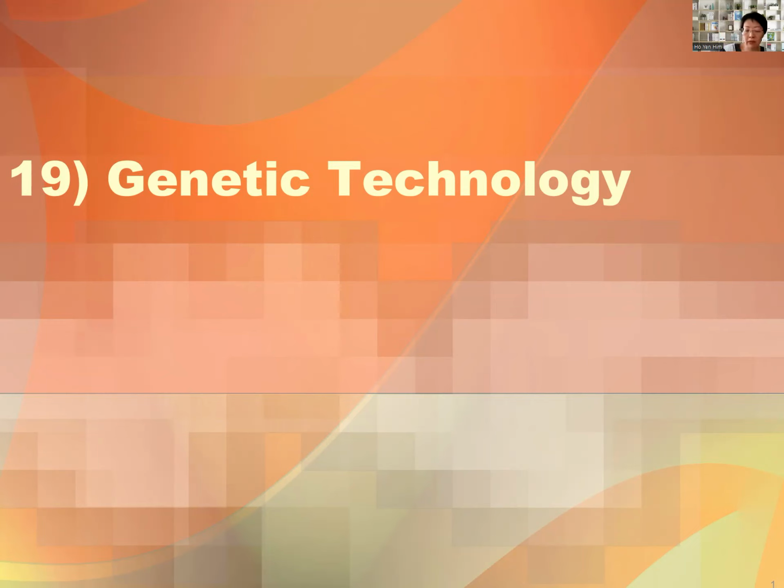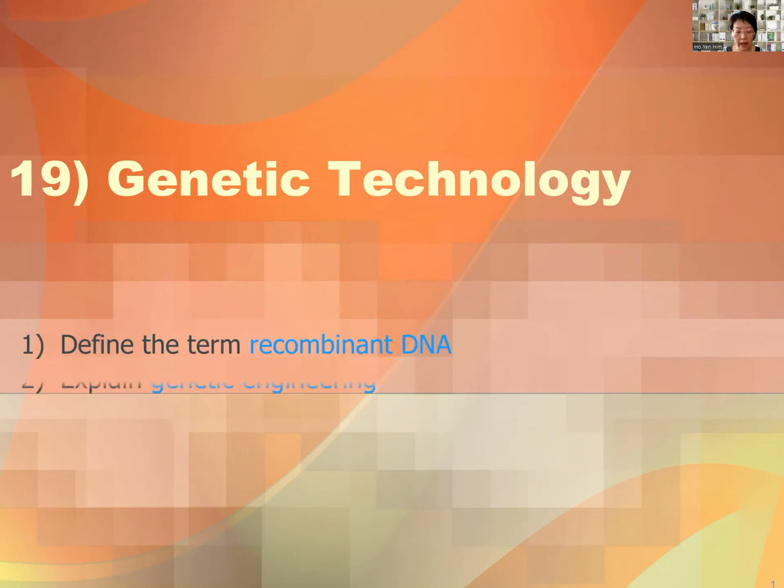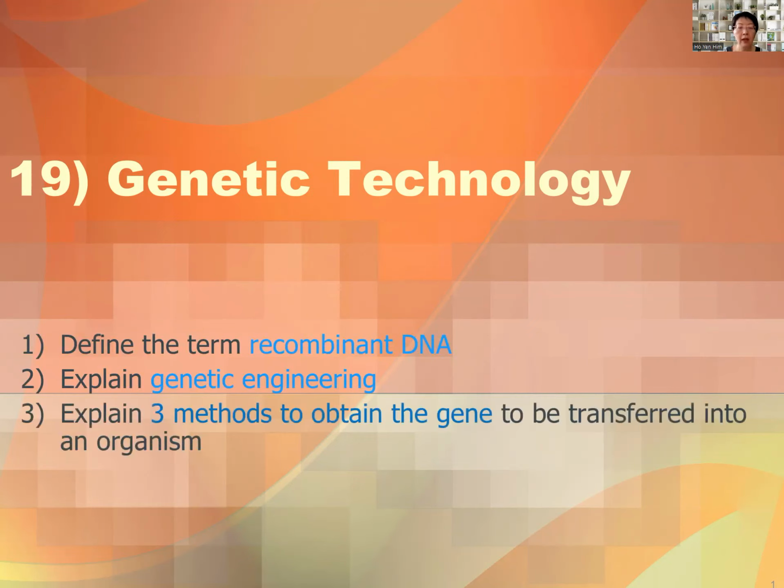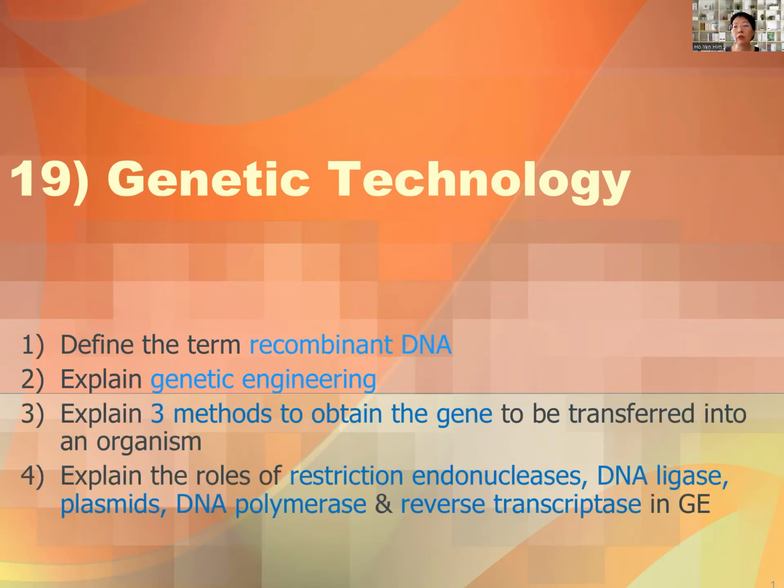It's very interesting. So the learning outcome you need to learn here is define the term recombinant DNA. I'll read the learning outcomes first, I'll explain in today's lesson. Explain what is genetic engineering. Explain the 3 methods to obtain the gene to transfer into organism. And explain the roles of these enzymes that are used in genetic engineering, GE.